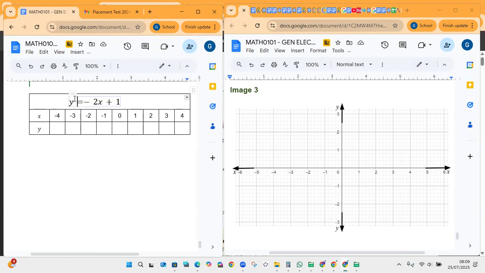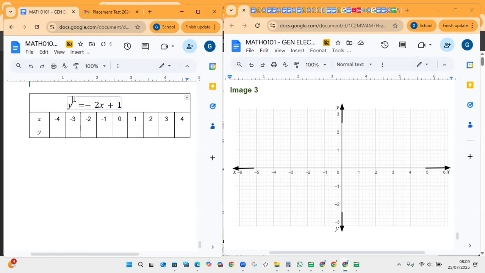So the exponent of y is 1. The exponent of x is also 1. Y is the dependent variable, x is the independent variable. Y is the value, x is the solution. So this is why it is called linear. It's an equation because it has an equal sign. Okay? And so let us get the y values for each x solution.